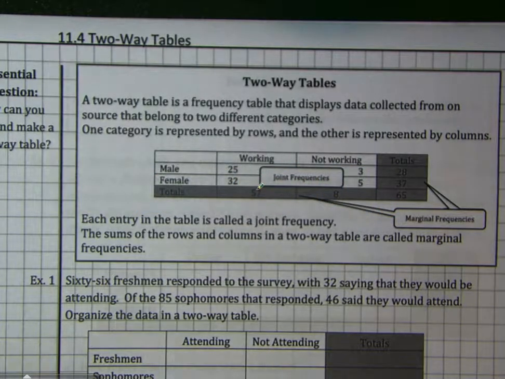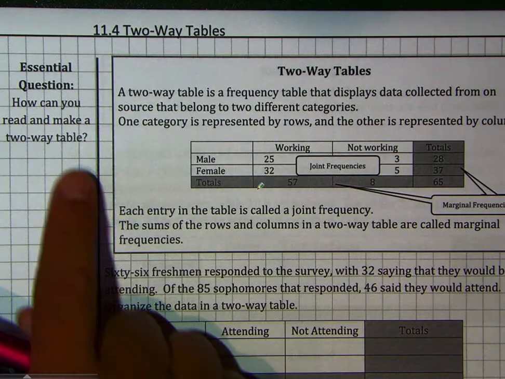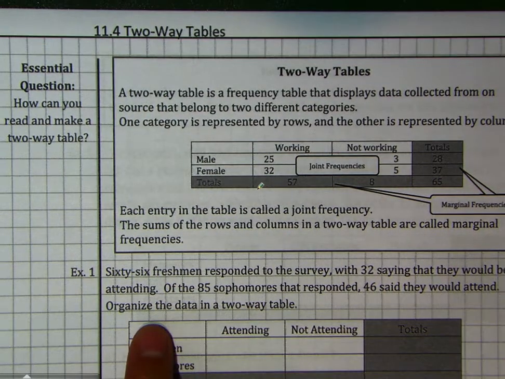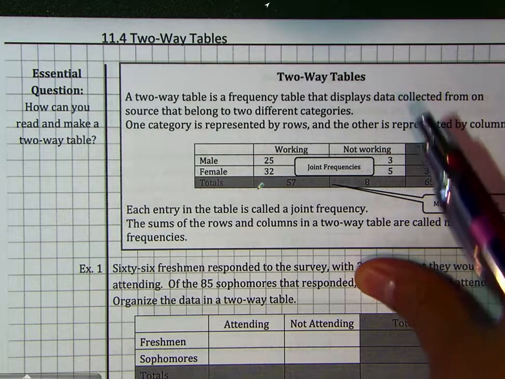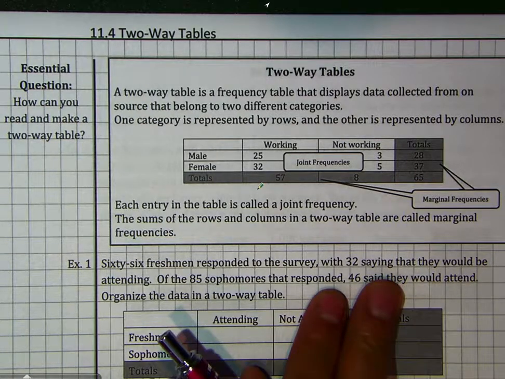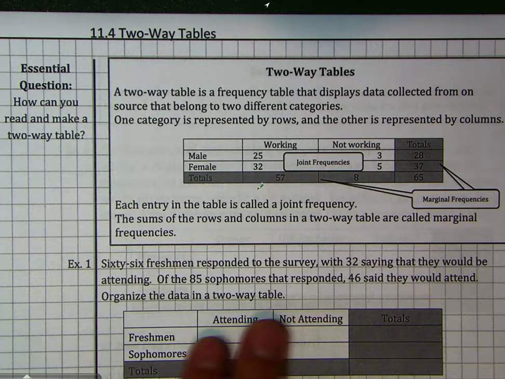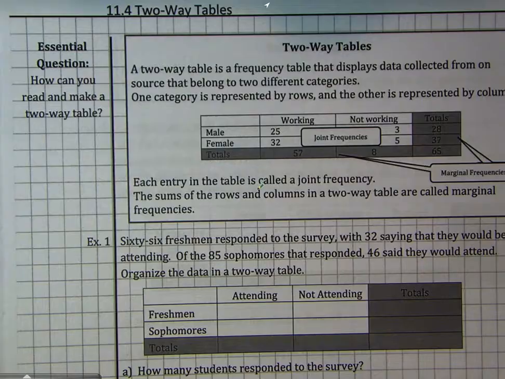Today we are going to cover section 11.4, two-way tables. If you can take the time to write down your essential question and paste your cutout, or copy it down. Once you're ready, you can continue the video. Go and pause it. So two-way tables is another way to organize data.